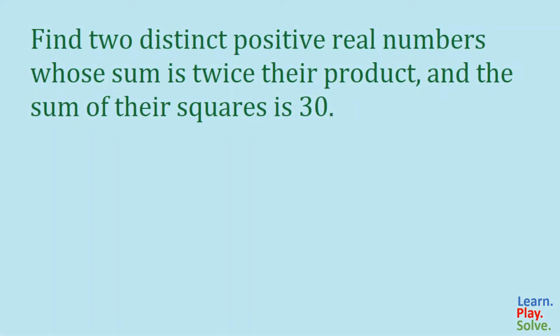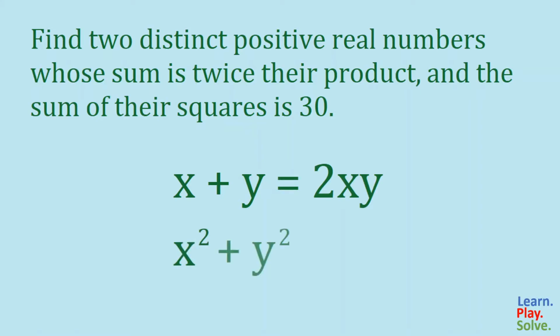Find two distinct positive real numbers whose sum is twice their product and the sum of their squares is 30. We can start by calling the two numbers x and y. We know the sum of these two numbers is twice their product, so we can say x plus y is equal to 2xy. The sum of their squares is 30, so we can say x squared plus y squared equals 30.